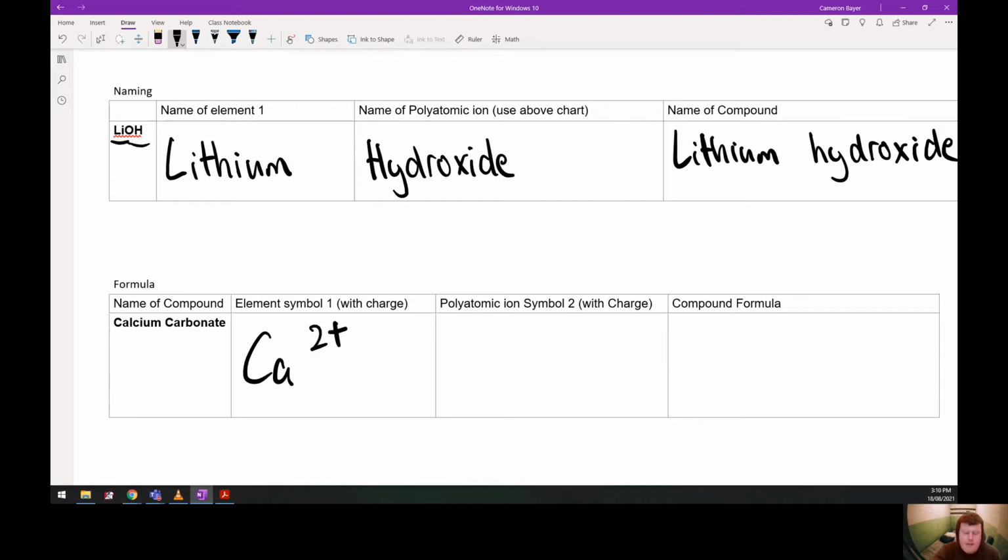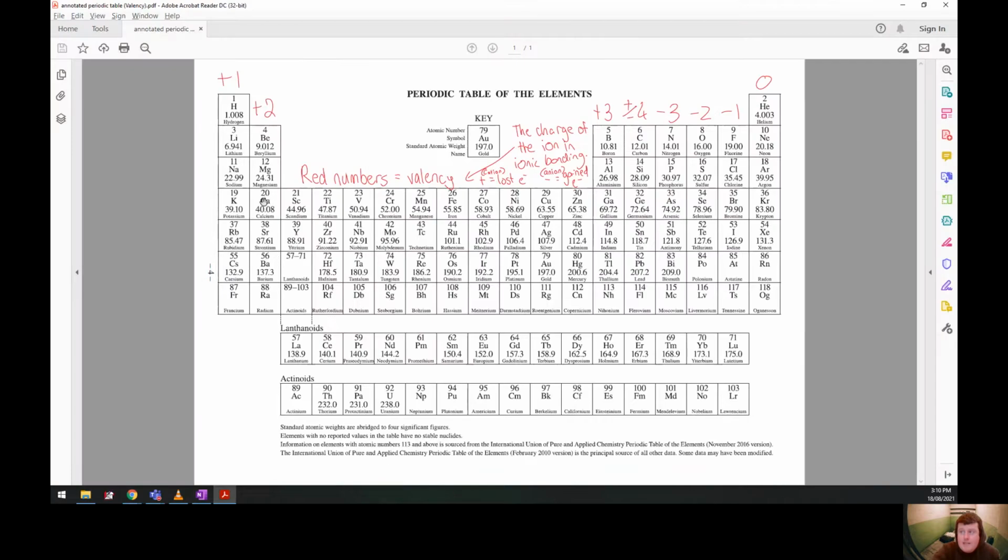All right, so again, going back to our periodic table, calcium's in the second group. That's how I remember it. I almost remember what group it's in, and that just gives me the charge.